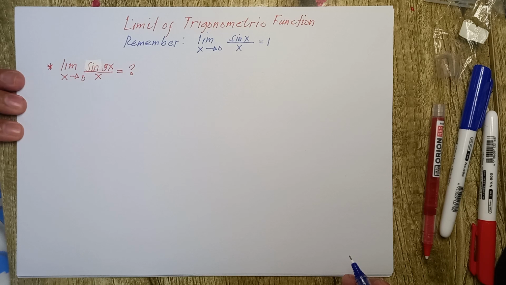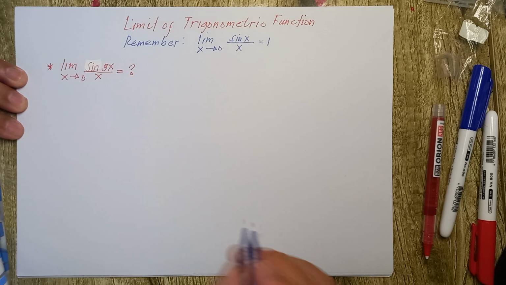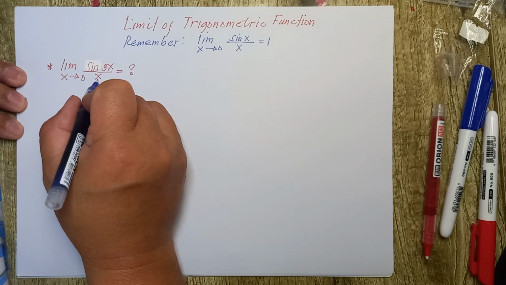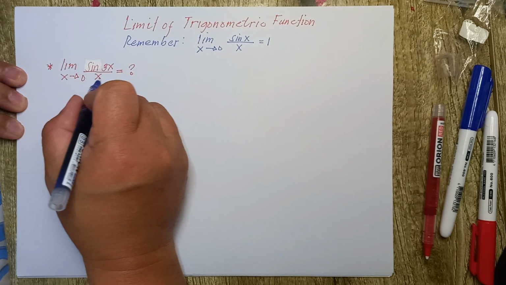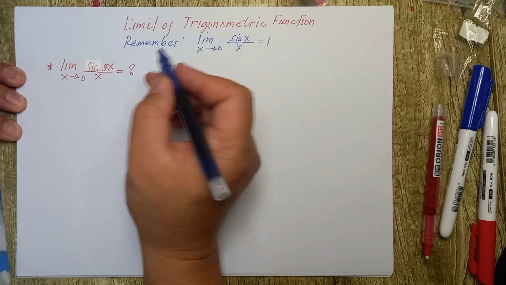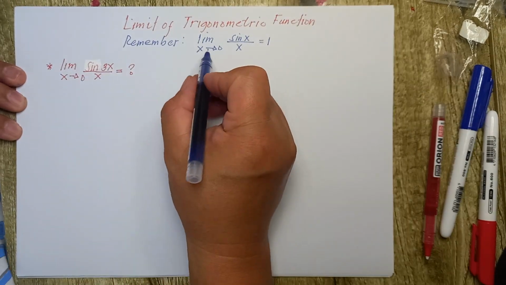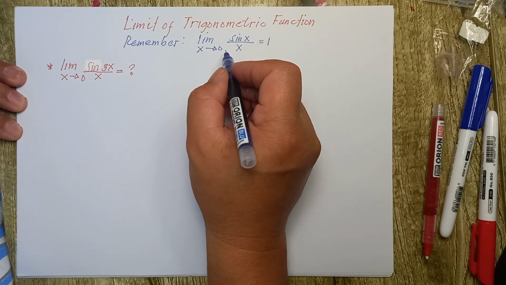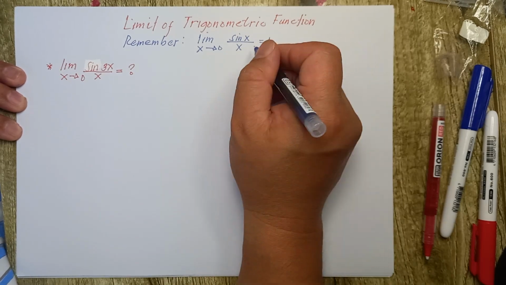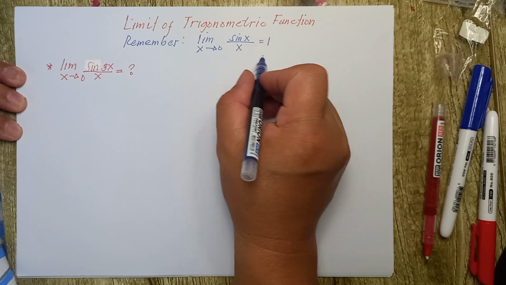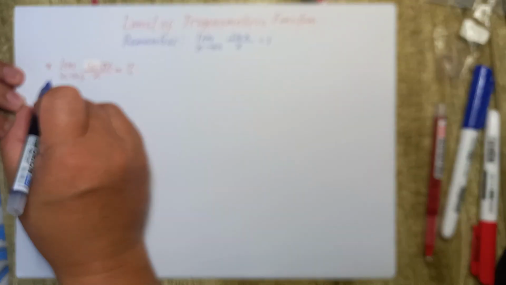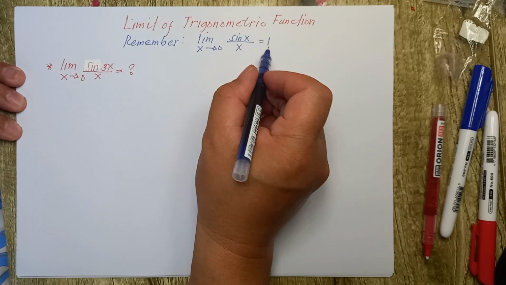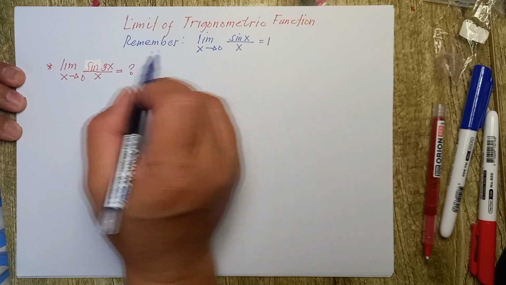Another problem: the limit of sine 3x over x as x approaches 0. Remember, our theorem says that the limit of sine x over x as x approaches 0 is 1. So this is what we are going to follow. In our problem, we have to liken this to our theorem so that it gives a result of 1. So how is that?